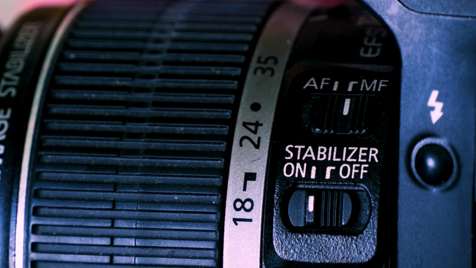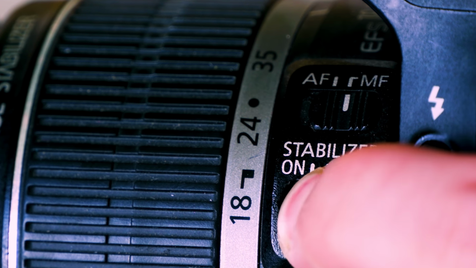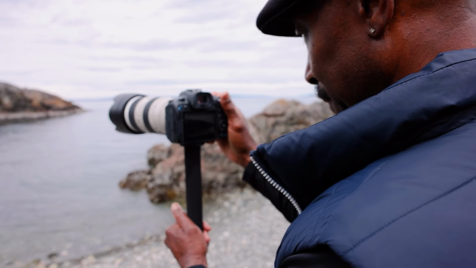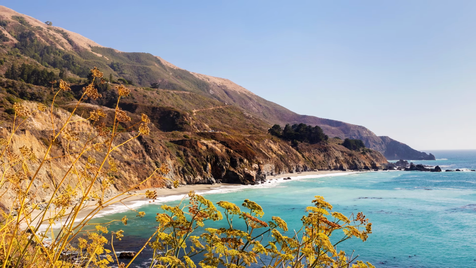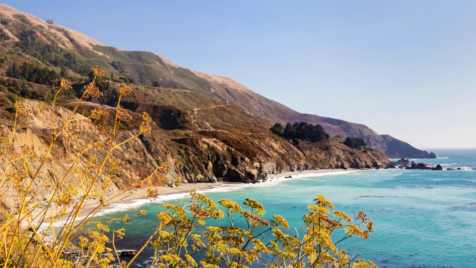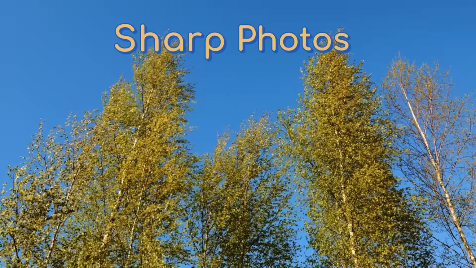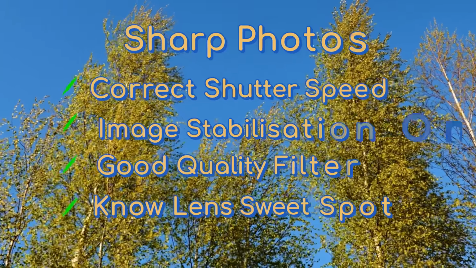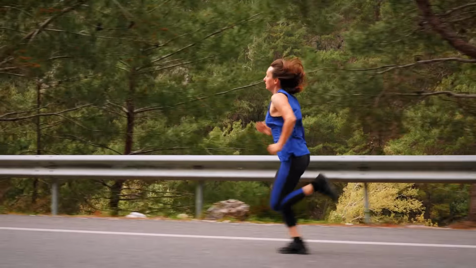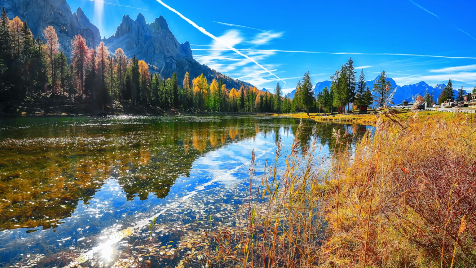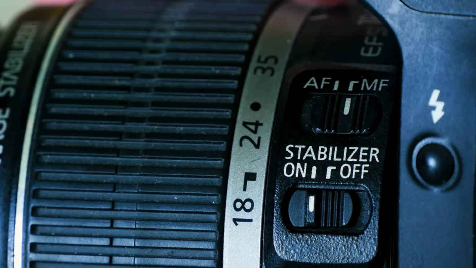There are also situations where stabilization should be turned off. When your camera is mounted on a tripod, some cameras can become confused because the system is trying to correct movement that does not exist. This can sometimes reduce sharpness rather than improve it. Understanding the relationship between shutter speed, lenses, and stabilization helps you avoid many common sharpness problems. But sharp images also depend on the settings you choose inside your camera.